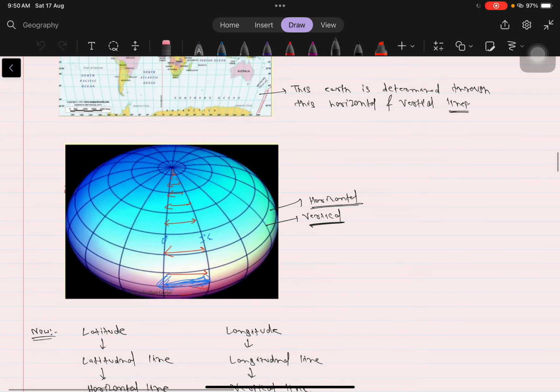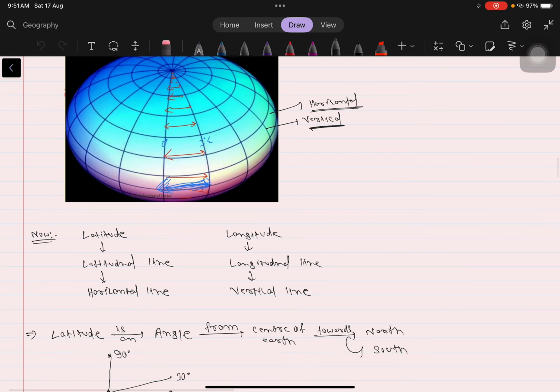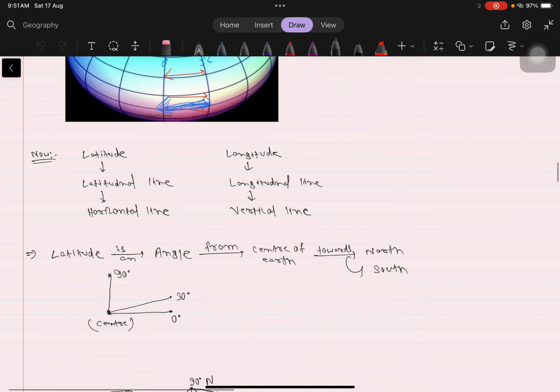You can see how the earth is divided. These are all imaginary lines, not really present. First of all, horizontal lines are called latitudes, and vertical lines are called longitudes. Latitudinal lines are horizontal lines, and longitudinal lines are vertical lines.